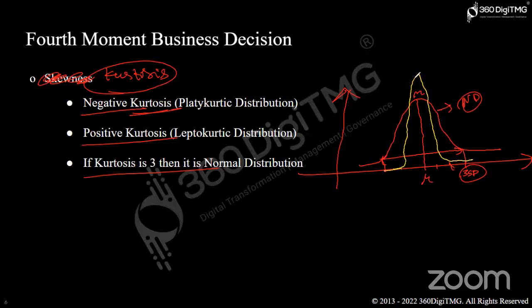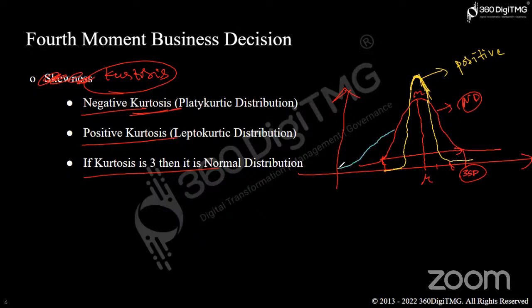You can see that peak. When you have a peak, thin or sharper, cone-like structure, you can see that this is positive kurtosis. So you can also have a graph something like this.